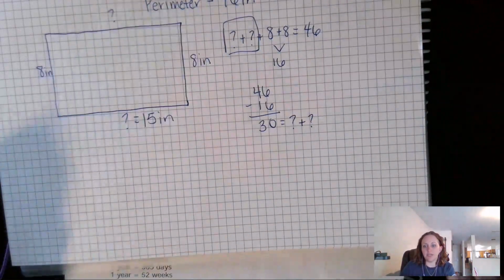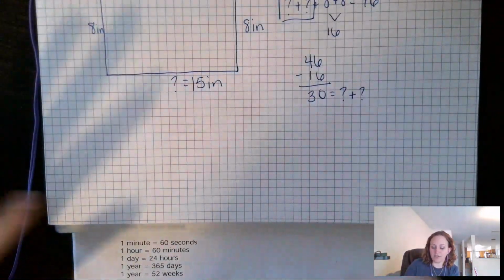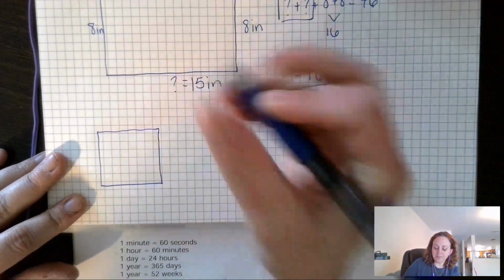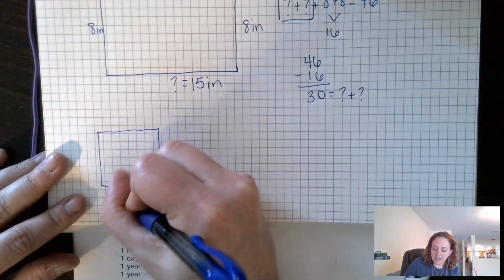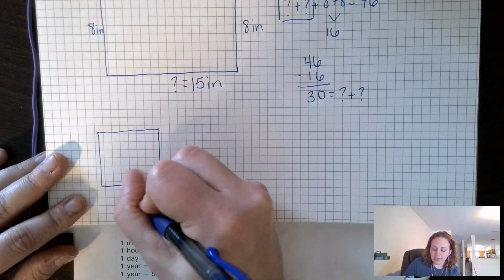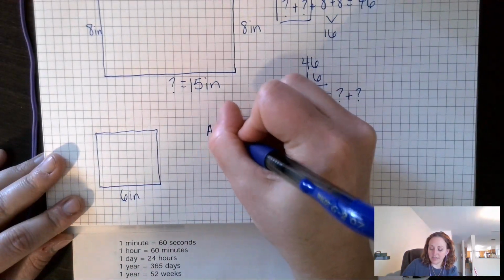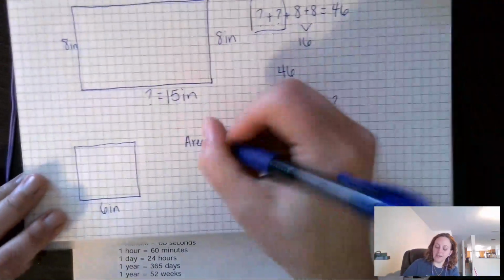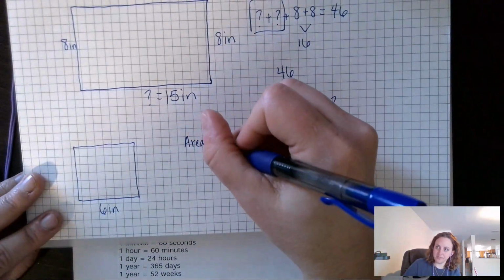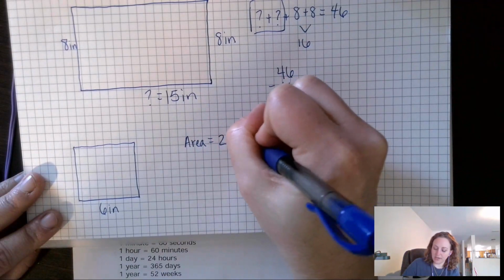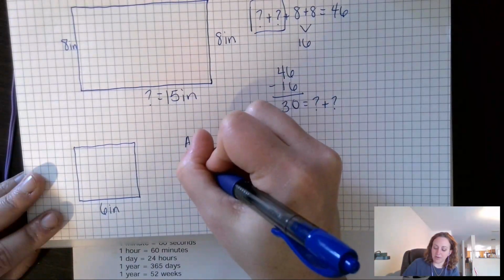Let's look at another example of where we would have to take what we know to find out what we don't. Okay, let's say I have a rectangle again. I know that the length is 6 inches, and I know that the area is 24 inches squared, and I want to know what's the perimeter.